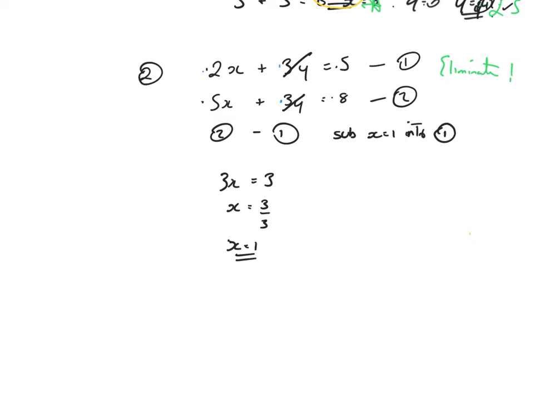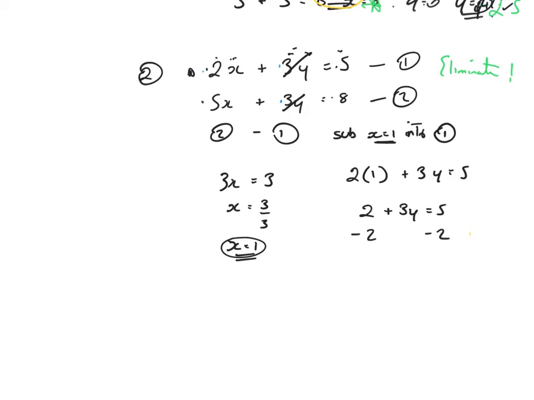So I know that x is equal to 1, so I can do a swap. Where I see x, I can replace it with 1. Okay, so equation 1, remember, is 2x plus 3y equals 5. Remember that x equals 1. So that would be 2 lots of 1 plus 3y is equal to 5. 2 lots of 1 is 2. 2 plus 3y is equal to 5.